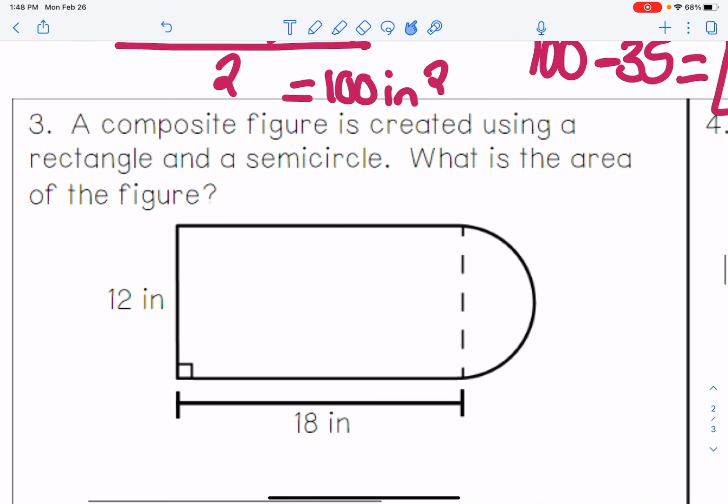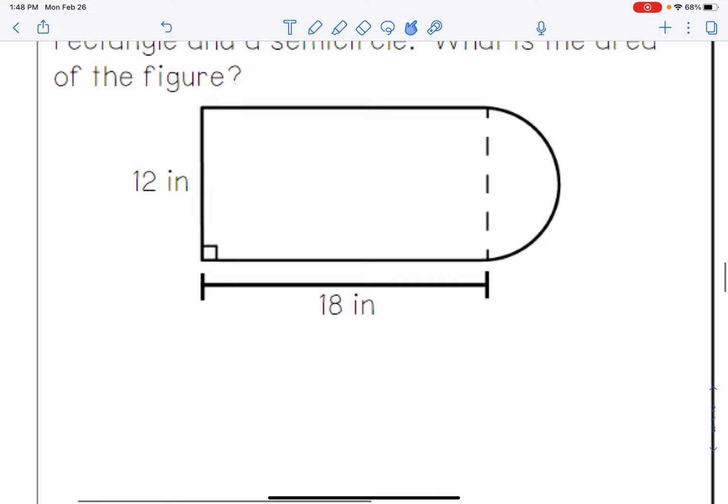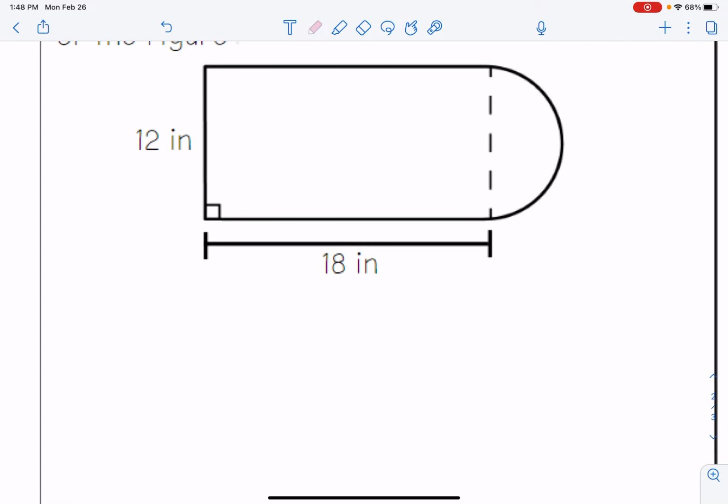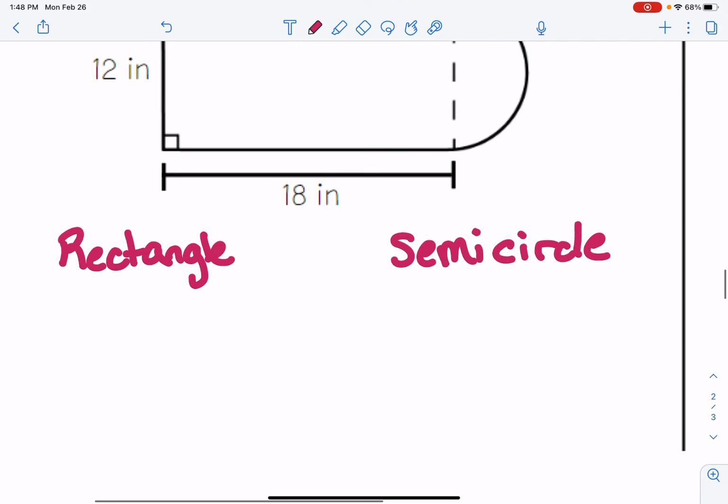A composite figure is created using a rectangle and a semicircle. What is the area of the figure? All right, to find the total area, we need to add together the rectangle and the semicircle. A semicircle is half a circle. That'll come into play when we write down our formulas. We're going to start by identifying the shapes: we have a rectangle and a semicircle, and in order to get a total area with the two, we're going to add them together. Oops, sorry about that.